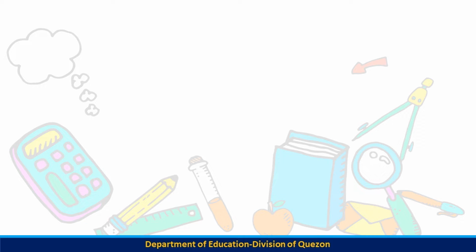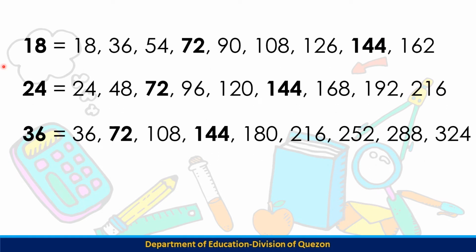Let us have the listing method. The listing method of 18 is 18, 36, 54, 72, 90, 108, 126, 144, and 162. Paano nga ba ito nakuha? Madali lang po. 18 times 1 is 18. 18 times 2 is 36. 18 times 3 is 54. 18 times 4 is 72, and so on and so forth hanggang sa umabot ka po sa pinakadulo.